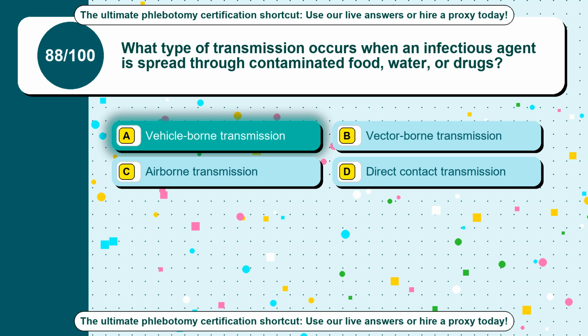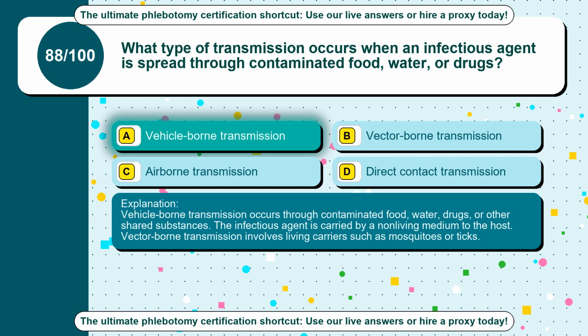Vehicle-borne transmission. Vehicle-borne transmission occurs through contaminated food, water, drugs, or other shared substances. The infectious agent is carried by a non-living medium to the host. Vector-borne transmission involves living carriers such as mosquitoes or ticks.